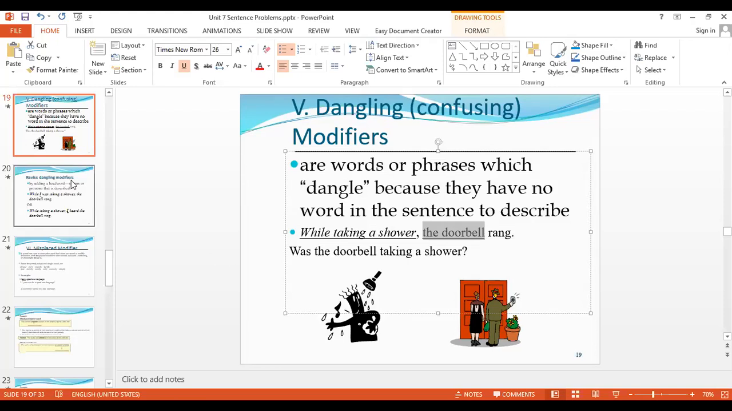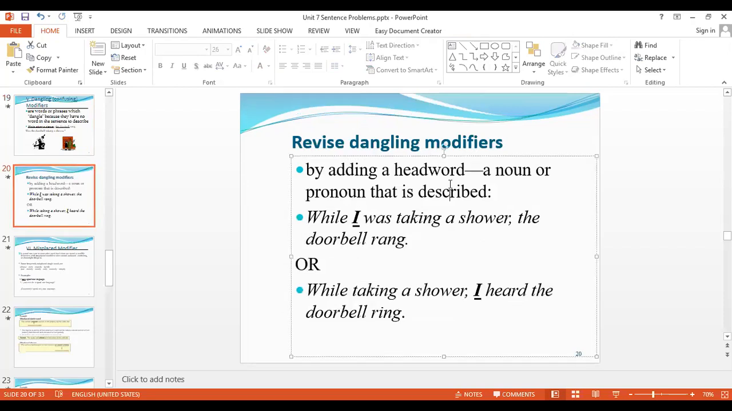And usually, how do we correct it? Usually, we just add a subject and verb. So we can say what? While I was taking a shower, the doorbell rang. So you can just use subject plus verb to be, to make it a complete one. Or another way, make it have a clear subject. So say: While taking a shower, I heard the doorbell ring. So you have 2 ways to correct the dangling modifier.